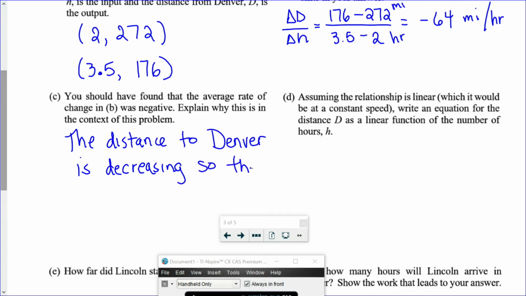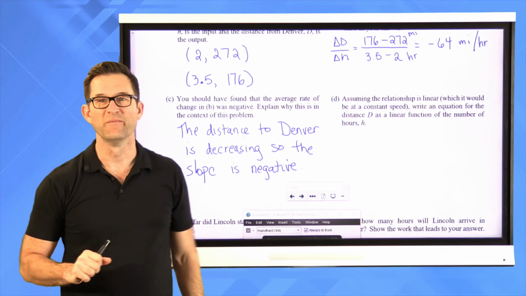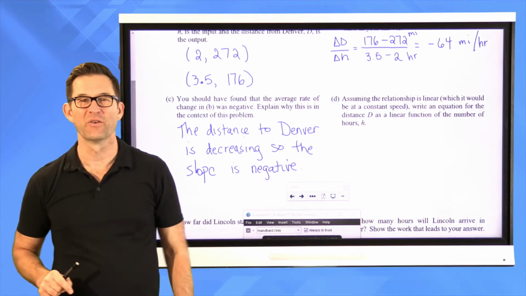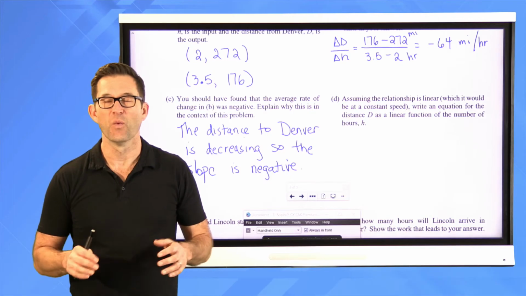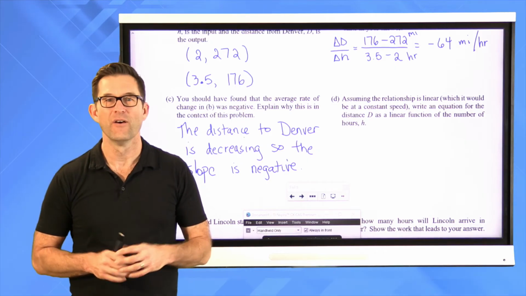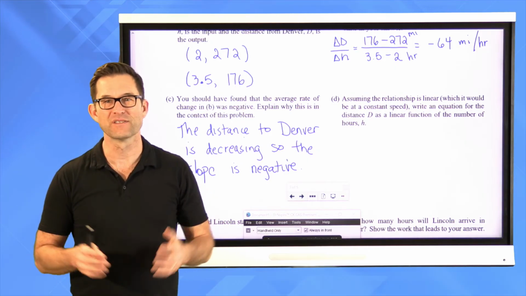So the slope is negative. Cool. All right, let's take a look at letter D. Assuming the relationship is linear, which it would be at a constant speed, write an equation for the distance d as a linear function of the number of hours h. So all right, we want to write the equation for this line, for this linear function.